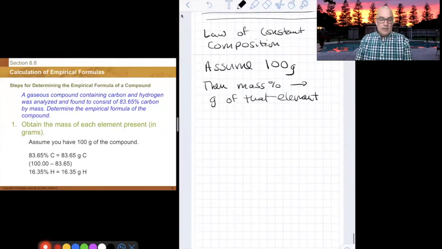right? So let's run through this simply with this problem example here. A gaseous compound containing only carbon and hydrogen was analyzed and found to consist of 83.65 percent carbon by mass. Determine the empirical formula. Okay, the first thing we're going to do is assume that we have 100 grams of this hydrocarbon.